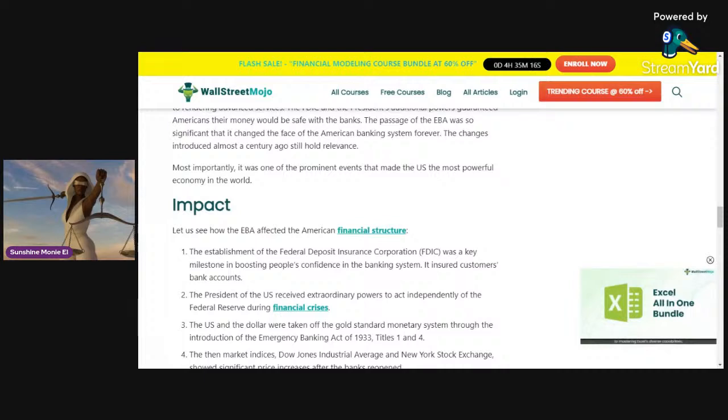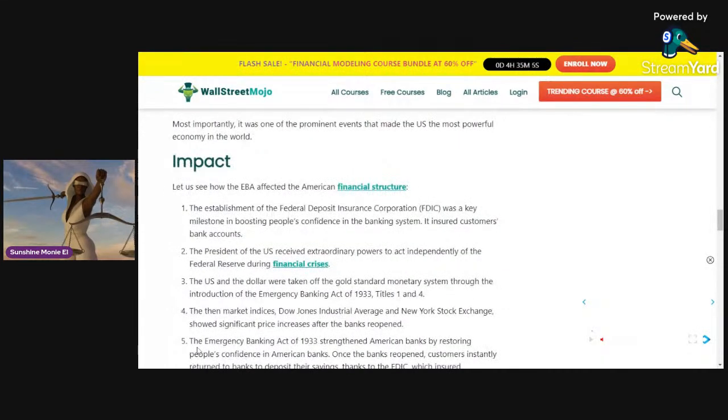The president in the U.S. received extraordinary powers to act independently of the Federal Reserve. The U.S. and the dollar were taken off the gold standard monetary system through the introduction of the Emergency Banking Act, Titles 1 and 4.